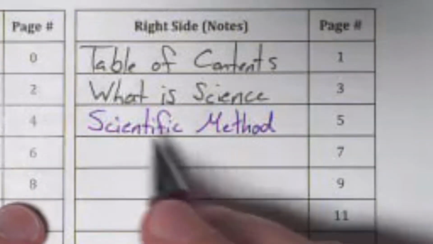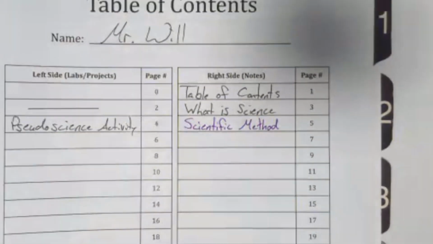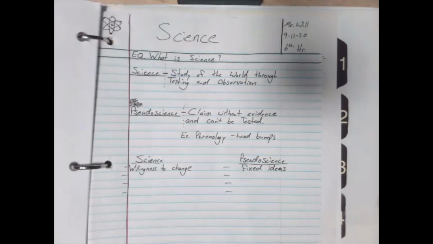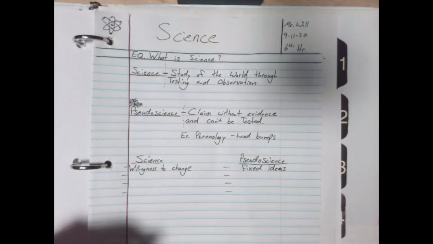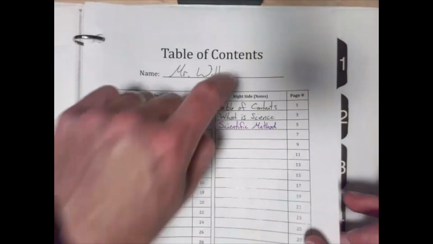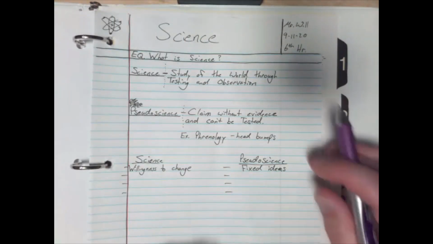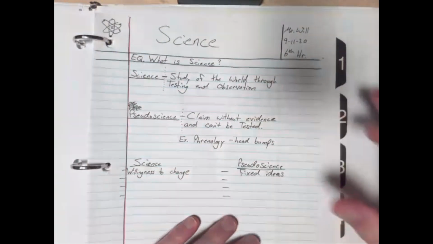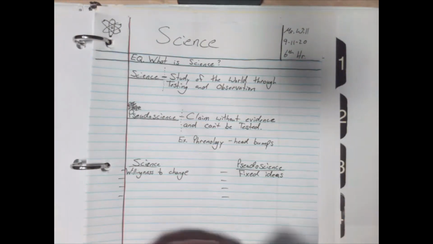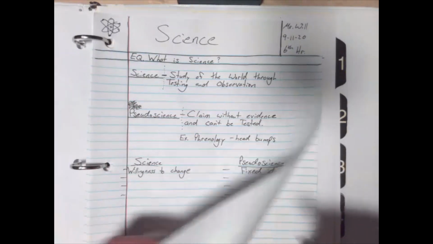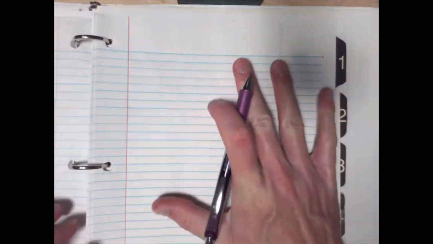So we're going to write that in on page 5, and then we're going to turn to page 5. So if my table of contents is 1, and I've got that on the bottom here, and this is 2, this is 3, science, what is science? That's 3. The opposite side of that is 4, this one would be 5. We always put our notes on the right hand side, and it's going to be an odd number for our notes every time.